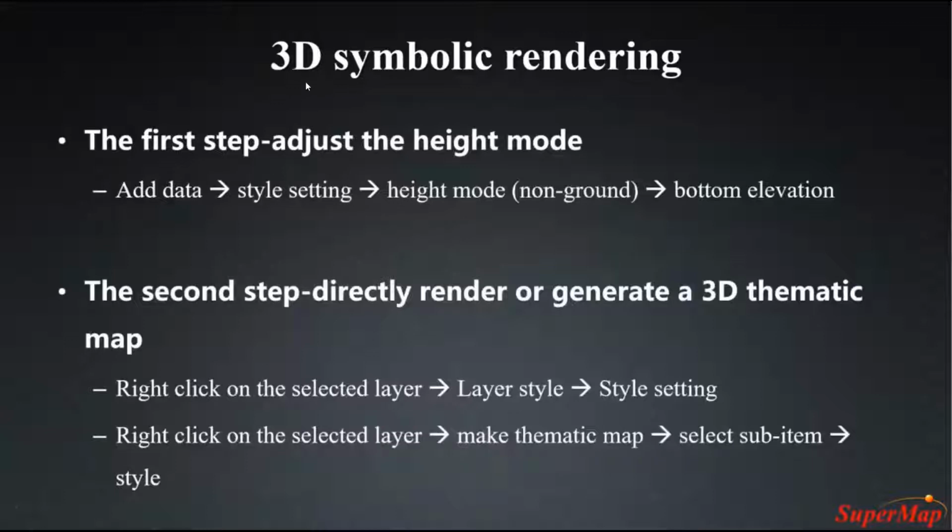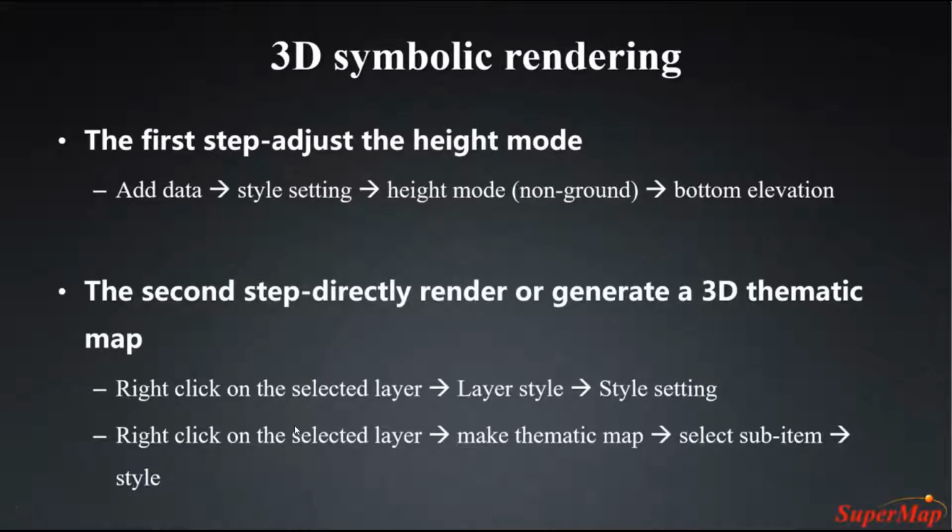Okay, and how do we do the operations of 3D symbolic rendering? We have two steps. The first step is to adjust the height mode. We add our data, set the style settings, set the height mode and choose non-ground, and set a bottom elevation. Then we can directly render or generate a 3D semantic map.